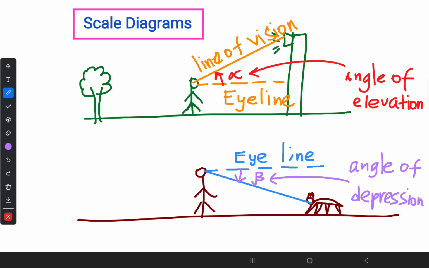So here what's happening? An angle of depression is defined as the angle formed between the line of vision and the eye level, that is a horizontal level, of an observer when the observer is looking at an object below the eye level. So when you're observing something below your eye level, you have to decrease your vision line, sorry, the angle, and observe that particular object. The angle which is beneath your eye line, that's called as angle of depression. Here this would be our line of vision.